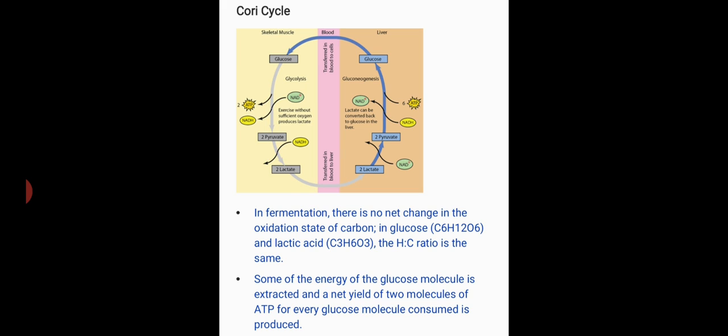However, some of the energy of the glucose molecule is extracted in the process, which is enough to give a net yield of 2 molecules of ATP for every glucose molecule consumed. Fermentation is thus a process which extracts energy as ATP, does not consume oxygen, or change the concentration of NAD plus or NADH.